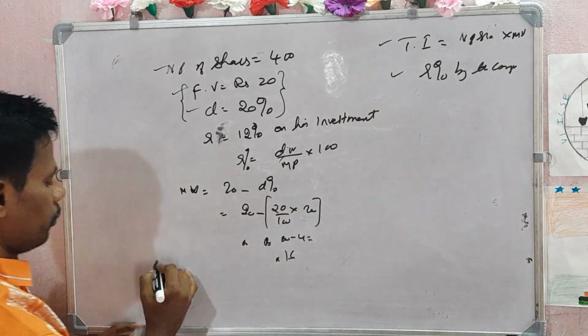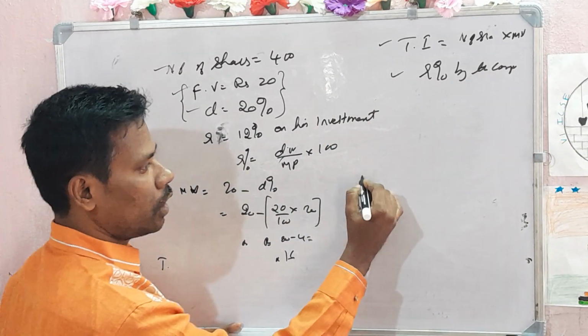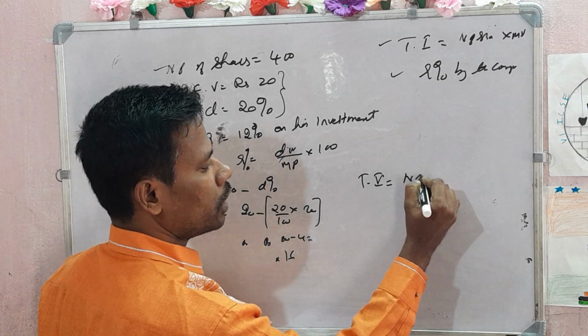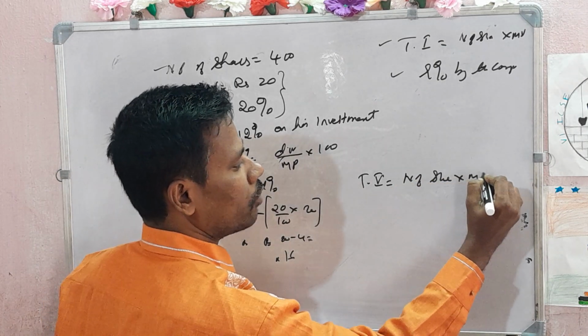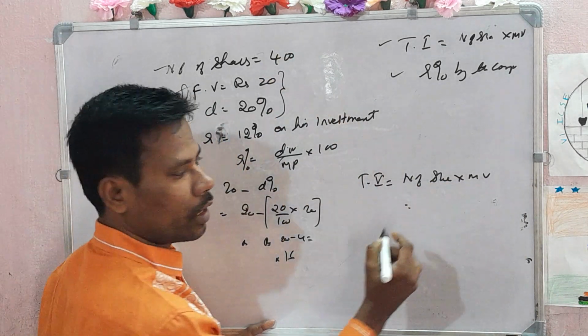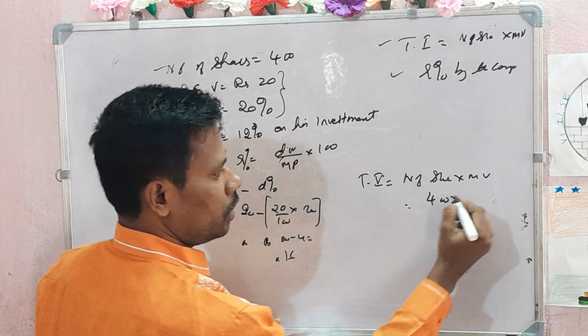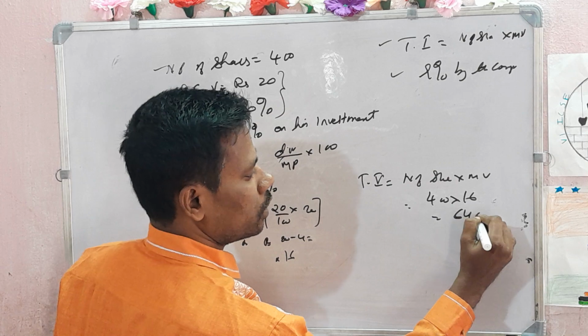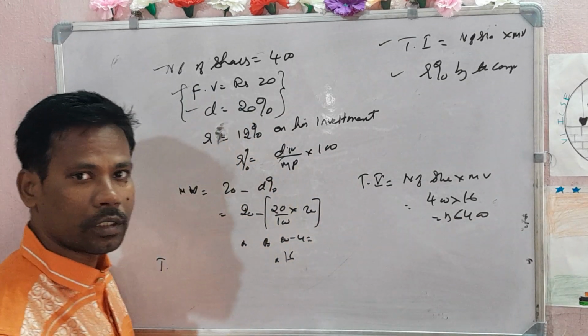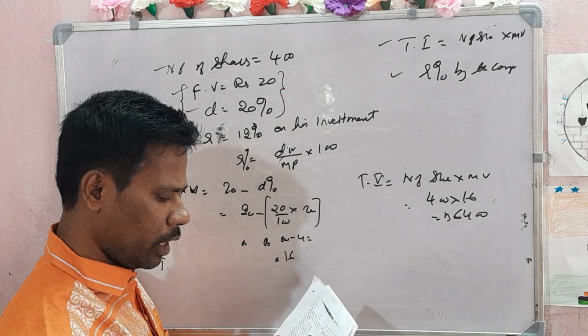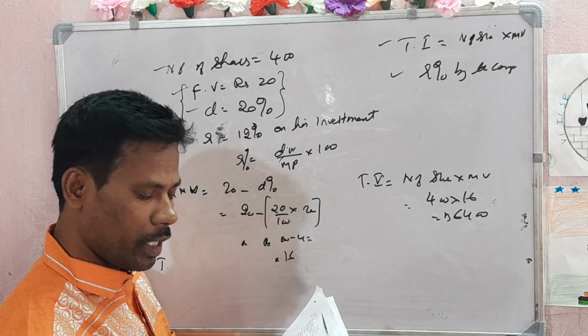First, total investment. Total investment is number of shares into market value. Number of shares is 400, and the market value of each share is 16. So 400 into 16, 16 fours are 64, so 6,400 rupees is the total investment. Next, what is asked? The rate of dividend paid by the company.